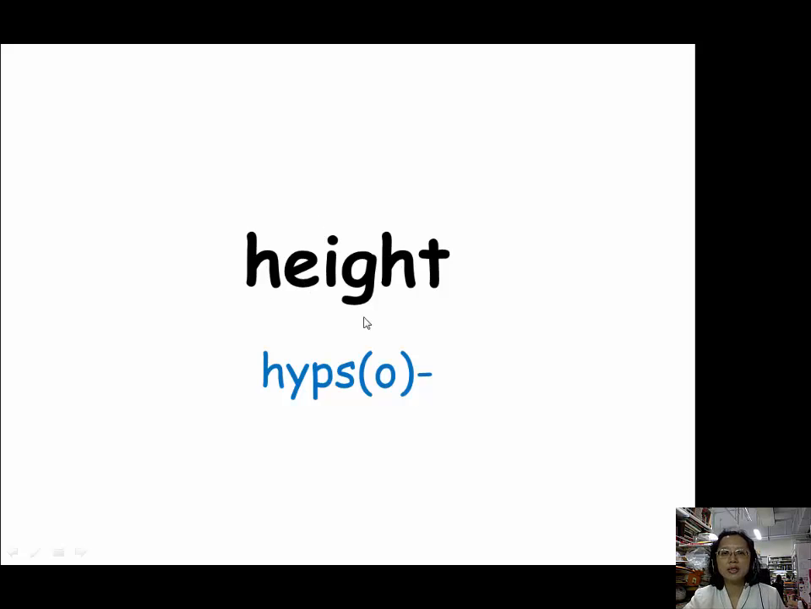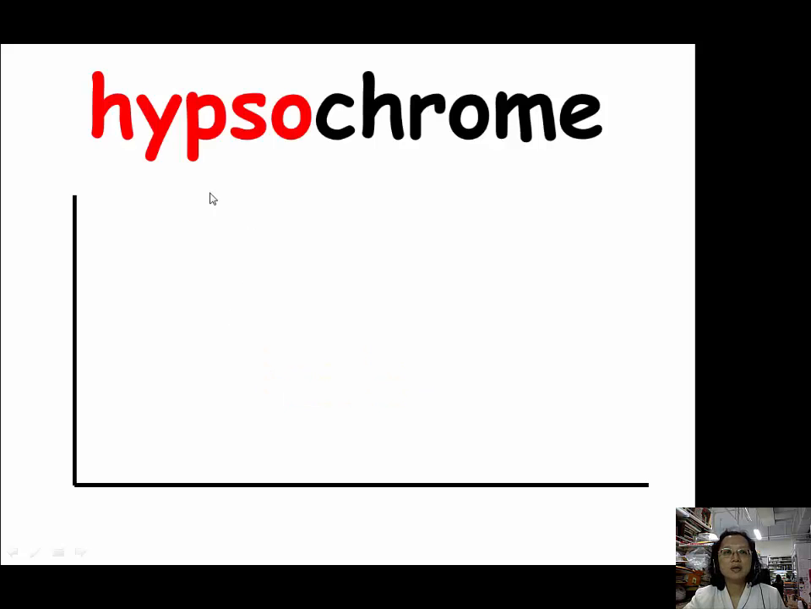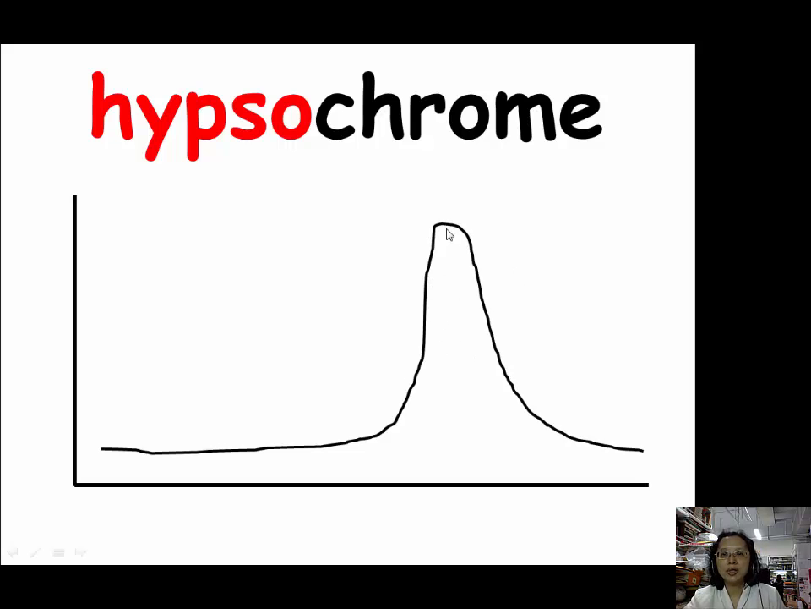For height, when we want to describe things that are related to height, we use this prefix hypso, H-Y-P-S-O. Our example is hypsochrome. Hypsochrome means an atom or a group of atoms introduced into a compound that makes the absorption maximum of the compound shift to a shorter wavelength. For example, if this compound's maximum absorption peak is here, and after a certain atom or group of atoms is added to this compound, the absorption maximum moves to the left side, to a shorter wavelength. Then this atom or this group of atoms is called a hypsochrome.